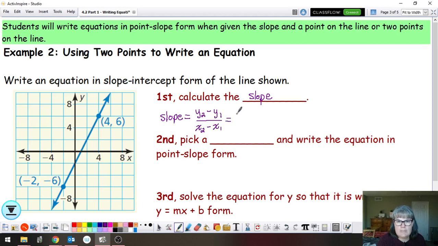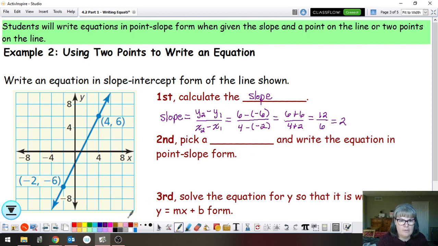So we have 6 subtract negative 6, and we have 4 subtract negative 2. So subtract negative is a positive. That's 6 plus 6 over 4 plus 2. So 12 over 6 simplifies to 2.